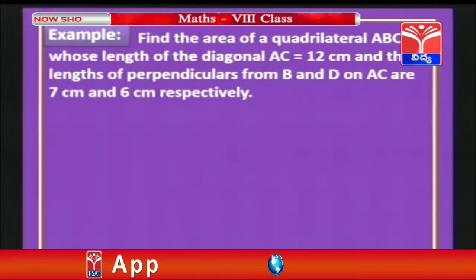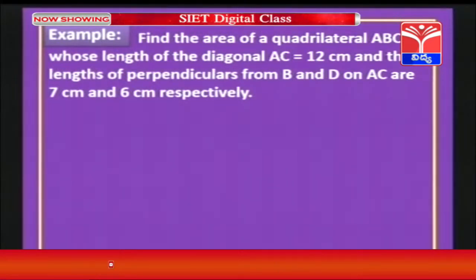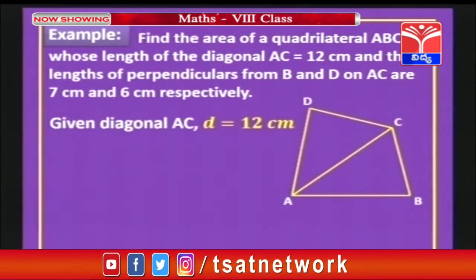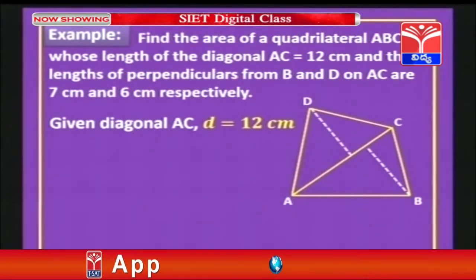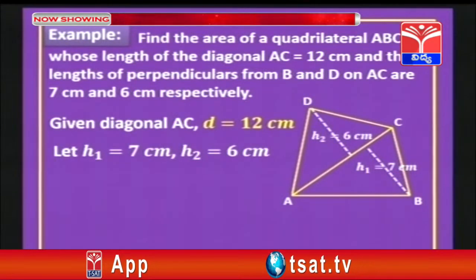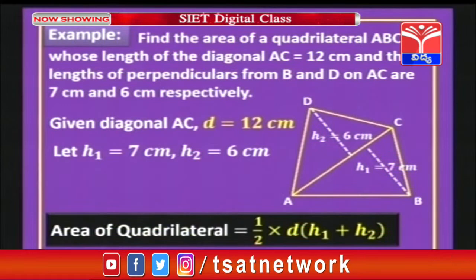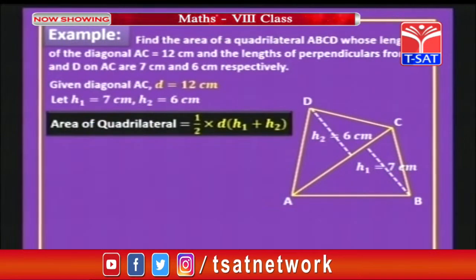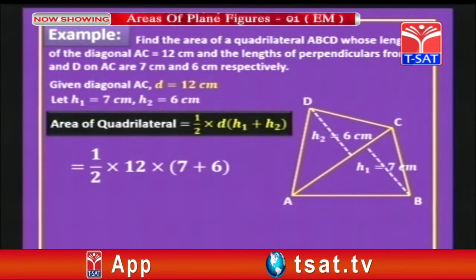Take a look at one example here. Find the area of a quadrilateral ABCD whose diagonal AC is 12 centimeters long and the lengths of perpendiculars from B and D on AC are 7 centimeters and 6 centimeters respectively. Okay, so this is the figure drawn, and here the length of the diagonal is given as 12 centimeters, and the altitudes drawn from B and D are how much? Yes, they are 7 and 6. So I am assuming H1 as 7 and H2 as 6, children. Now what is the formula to find the area of a quadrilateral? Yes, half into D into H1 plus H2. Now let us substitute these values. So half into D is 12, H1 is 7 and H2 is 6.